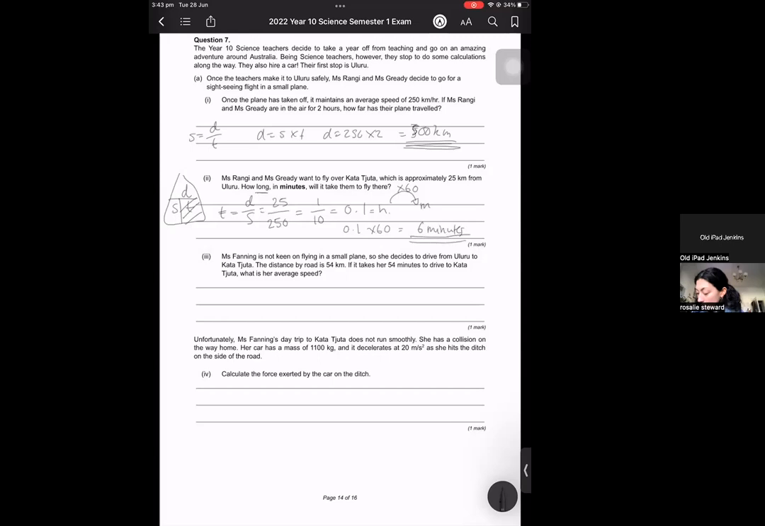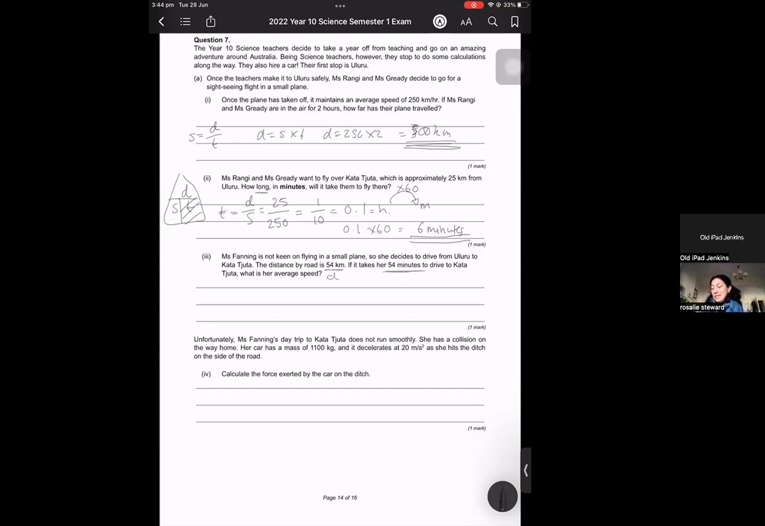So this one here may also be a bit tricky, because in the kilometers per hour and meters per second conversion, you know that's a 3.6, but this one required you to understand there's 60 minutes in an hour. So again, simple, but takes a bit of thought. Okay, next one. Miss Fanning doesn't want to fly a plane. The distance she's traveling by road is 50 kilometers. So that's her distance. The time here is 54 minutes.